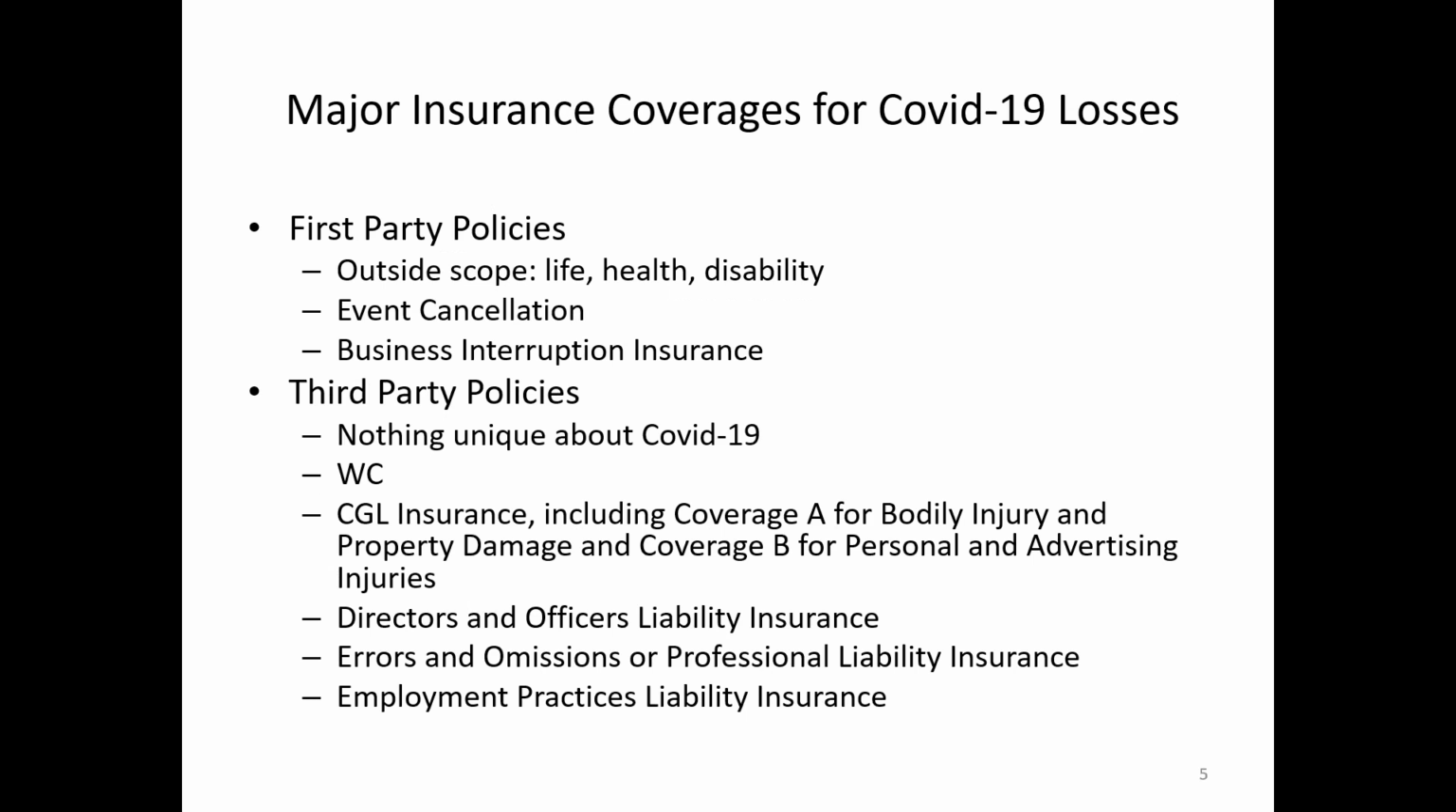For COVID-19 losses, line the losses up with the policies. The first party policies, again, are life, health, and disability, event cancellation, and business interruption insurance. And then the third party policies are generally not, there's nothing really unique about COVID-19. They are directors and officers, errors and omissions, and EPLI.